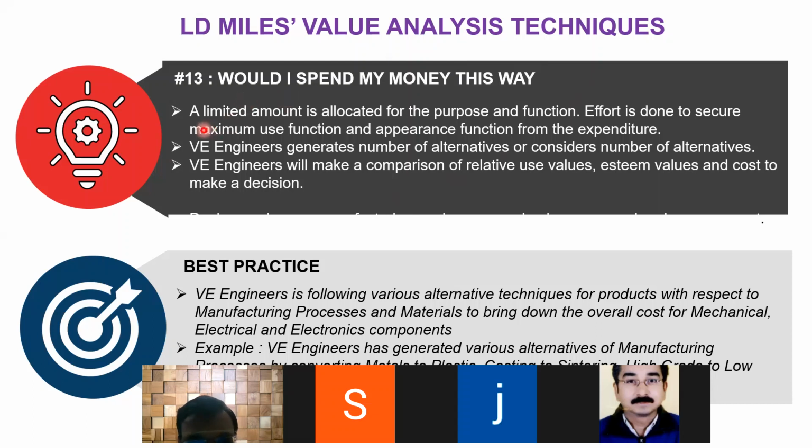Say, for example, a limited amount is allocated with respect to the purpose and function. So what you have to do is make some effort to ensure that the function is not affected, and that you achieve the function with the least cost. Instead of going for a 12 lakh Mahindra Scorpio, I can go with the 2.5 lakh Tata Nano. What is the function here? To transport people. But again, there are a lot of things like comfort. I'm not going to look into those aspects.